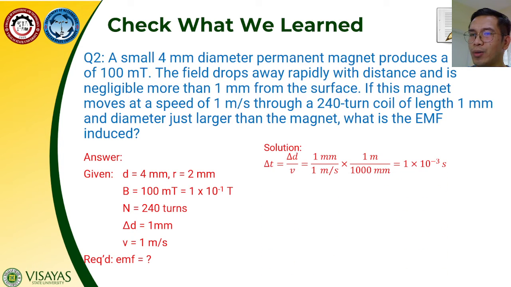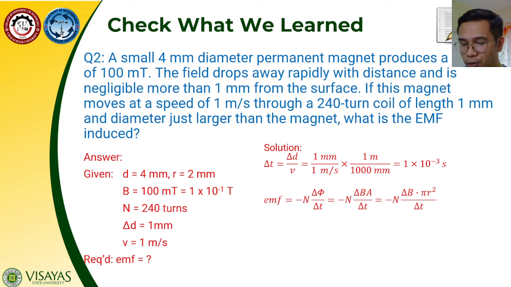So here is the solution. First, we solve for delta T by using the delta D, which is 1 millimeter divided by our velocity, 1 meter per second. This will give us our delta T equal to 1 times 10 to the negative third seconds. And from that, we can solve for our EMF using our formula, negative N times delta phi divided by delta T, wherein our phi is equal to our B times A.